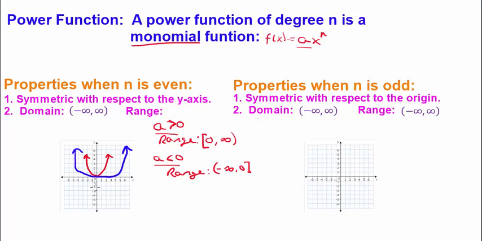Now, the blue graph is not considered a parabola. Parabola is a term that can only be used for a quadratic, which means in this case n has to be equal to 2.